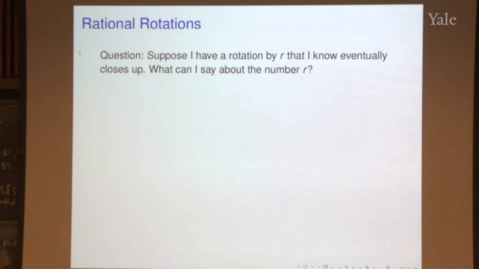Okay. So we saw that if we have a rational rotation, then our orbit eventually comes back to where it started. We could ask the reverse question. If I have an orbit that I know comes back to where it started, what can I say about the amount r that I rotated by? Since all orbits look the same, just rotated, let's just consider the orbit of the point 0.